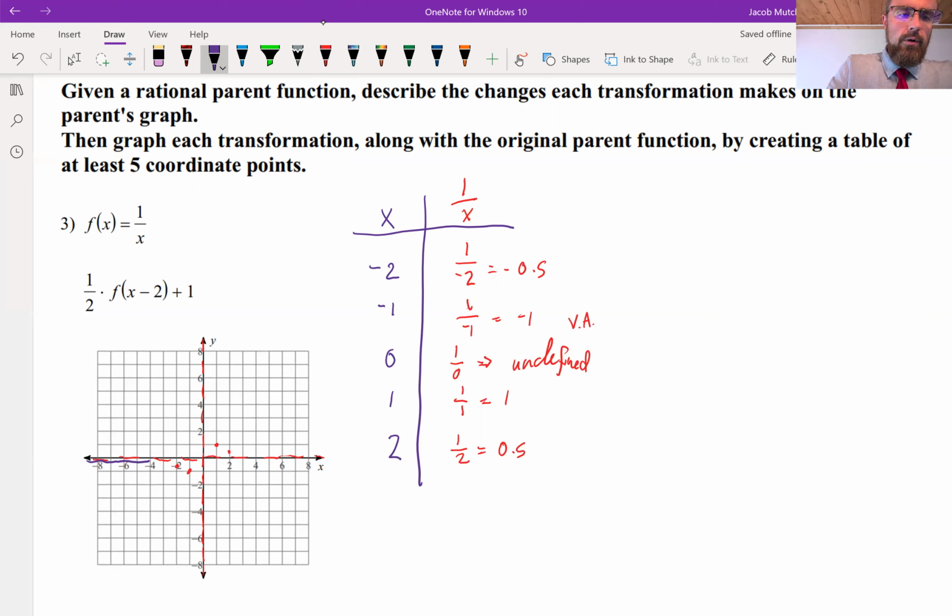So this lower piece of the graph is in quadrant 3 entirely. Gets close to those axes, but it never touches them, never crosses them. The right-hand piece is entirely in quadrant 1. Similar situation, it gets close to the y and the x-axis, but it never touches, never crosses. So that is my parent function.